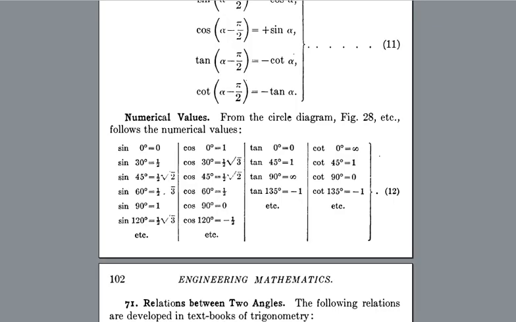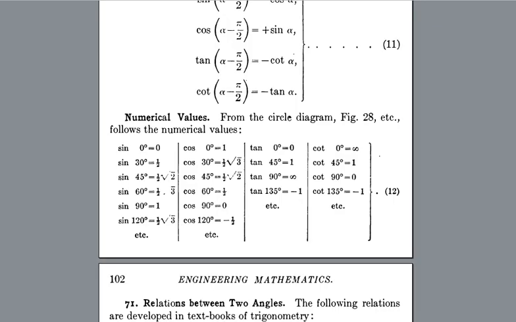The tangent of 90 degrees equals infinity. The cotangent of 90 degrees equals 0. The sine of 60 degrees equals 1/2 times the square root of 3. The cosine of 60 degrees equals 1/2. The tangent of 135 degrees equals -1. The cotangent of 135 degrees equals -1. The sine of 90 degrees equals 1. The cosine of 90 degrees equals 0.